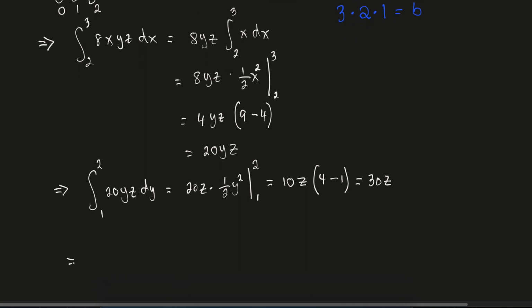So last step, 0 to 1, 30z dz. Again, pretty straightforward antiderivative. That is 15z squared from 0 to 1. And then when we evaluate now, we'll have 15 minus 0. So the answer is 15. And there you go. So that's the evaluation.